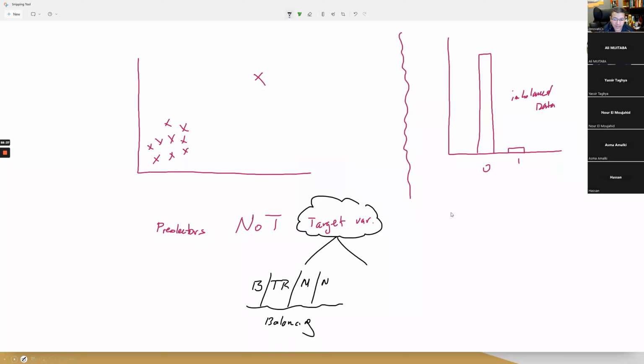In balancing there are a lot of techniques. Number 1 is called oversampling. Number 2, undersampling. Number 3 is called maybe SMOTE. And of course there's going to be number 4, number 5, etc.